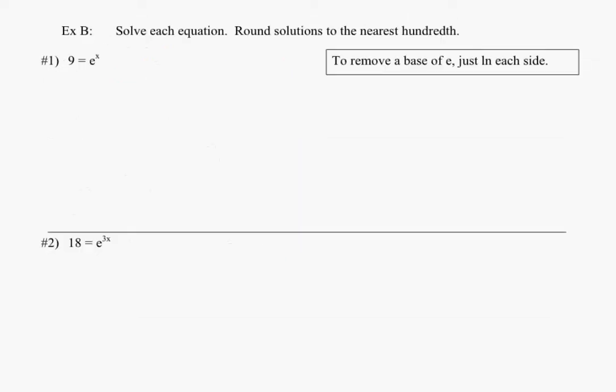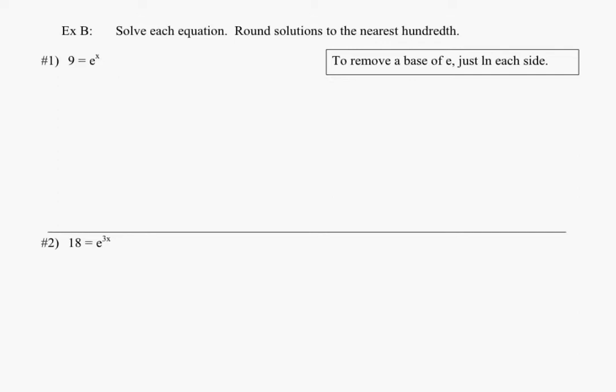Solve each equation. Round solutions to the nearest hundredth. Yesterday we learned that since we had the change of base rule, in most cases we would want to have a base of 10. But since we also can use our calculator that has a base of e, you can use it with a base of e as well.